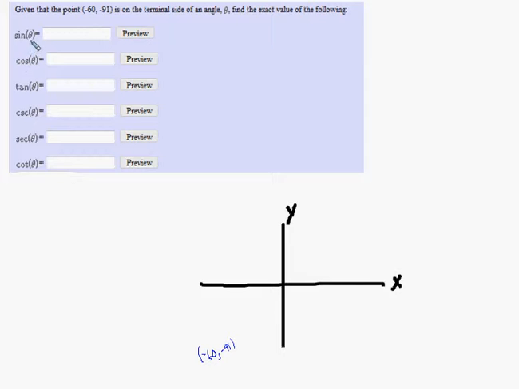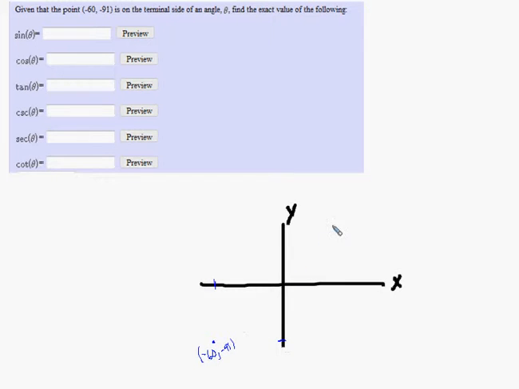It turns out I never need to know what the angle theta is to find the sine of theta. I just need to be able to draw a reference triangle, label its sides, and then go from there. Our reference triangles always share the x-axis. For example, if my point had been in the first quadrant, it isn't. In fact, negative 60 comma negative 91, if you were to plot that, negative 60 would be over here, negative 91 would be down here, negative y value, it's in the third quadrant.